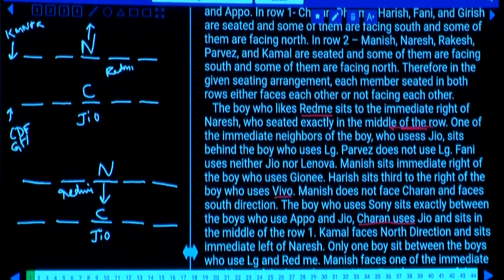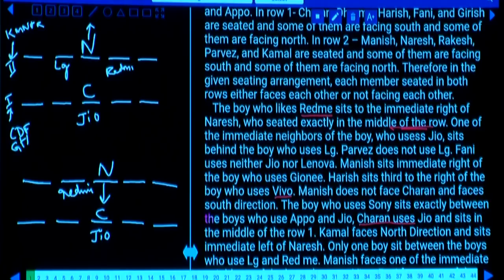Clear now? Here it is clearly given row 1. Hence, this is row 1 and this will be row 2. And Charan sits in the middle and uses Jio. What is the information we have regarding this Jio? One of the immediate neighbors of the boy who uses Jio sits behind the boy who uses LG. And hence where should this LG be? LG must be at this place. Are you following this one or not?